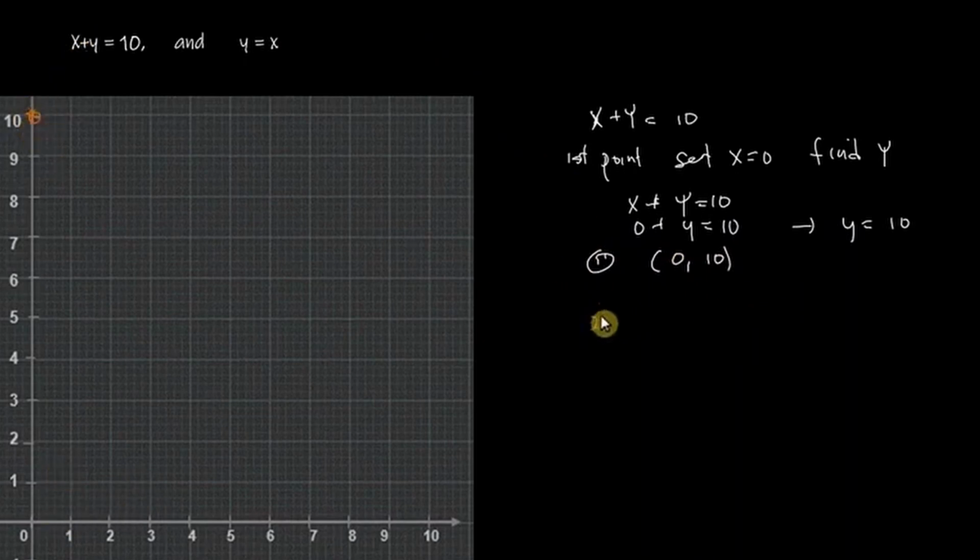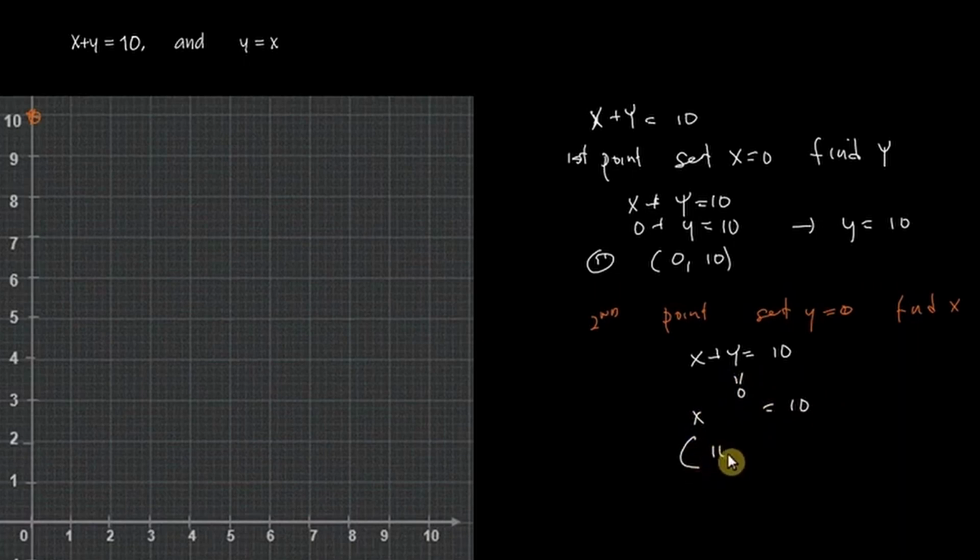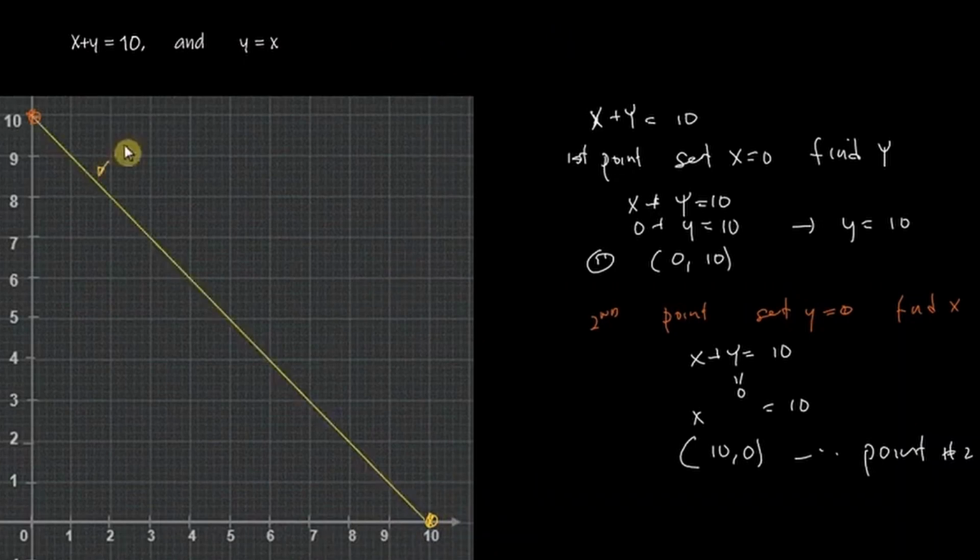To find the second point, we're going to set y to 0 to find x. So to do this, we recognize once again that if x plus y is equal to 10, then if y is equal to 0, then x is equal to 10. So the coordinates are 10 and 0 for point number 2. So once again, we take that point here. These are the coordinates of that point. X is equal to 10, y is equal to 0. Then we connect those 2 points. So there we have our first line, and the equation is x plus y is equal to 10.